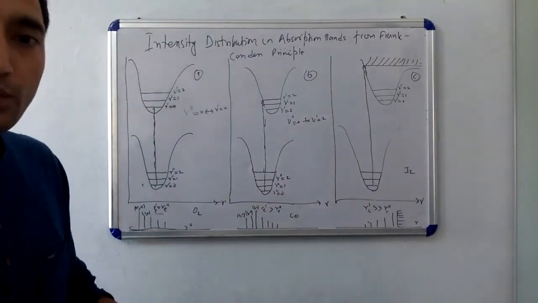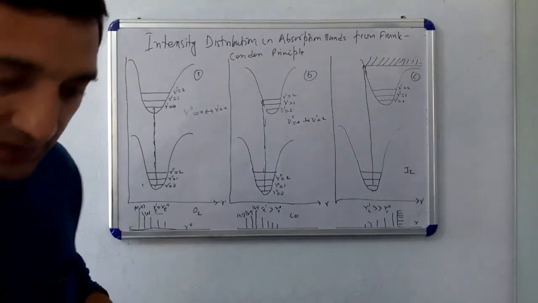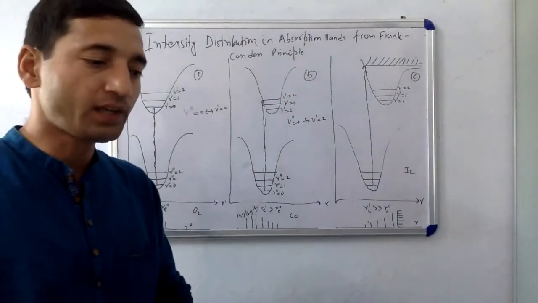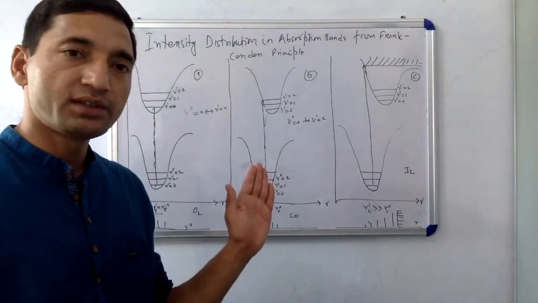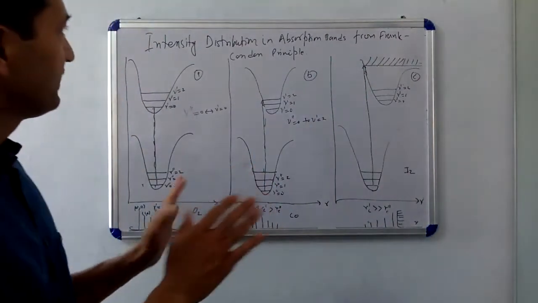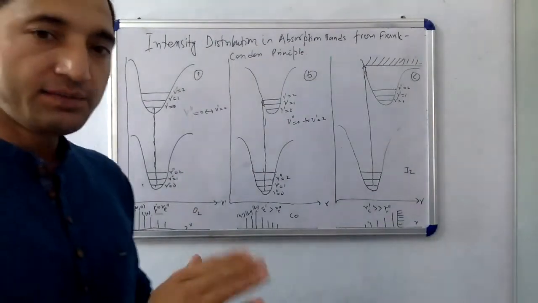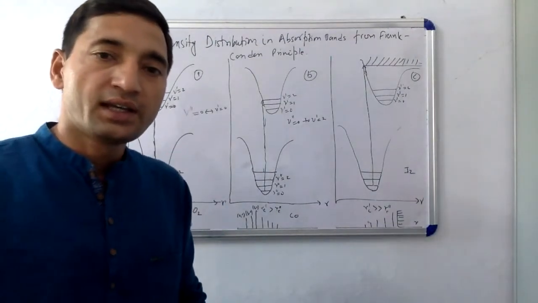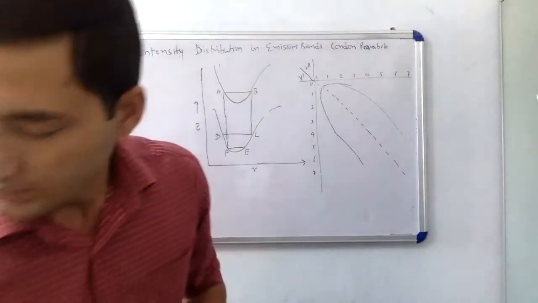If you remember, we did this for the I2 molecule in the previous class. So this is how the intensity is distributed in the absorption band, and the same thing I will explain for the emission band as well.